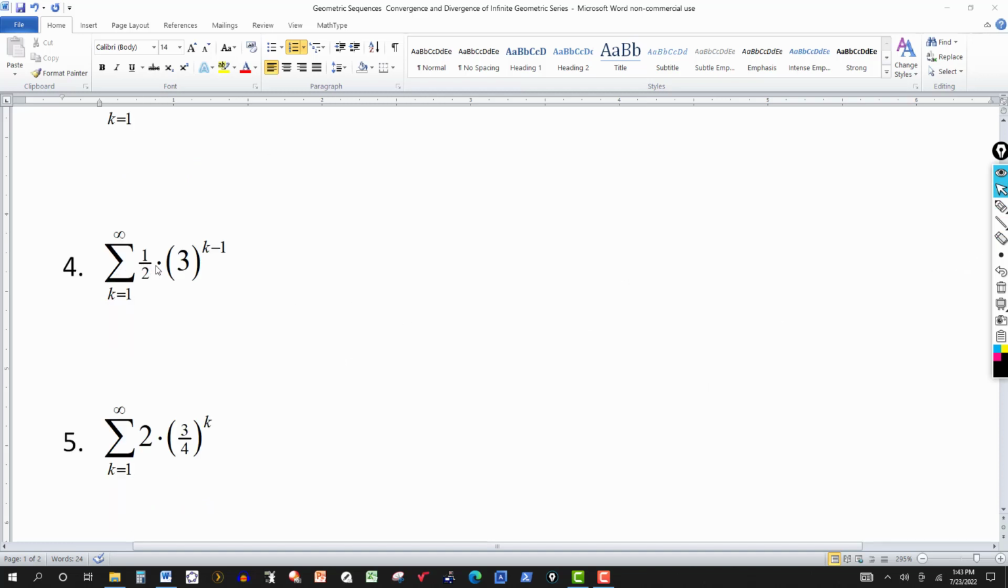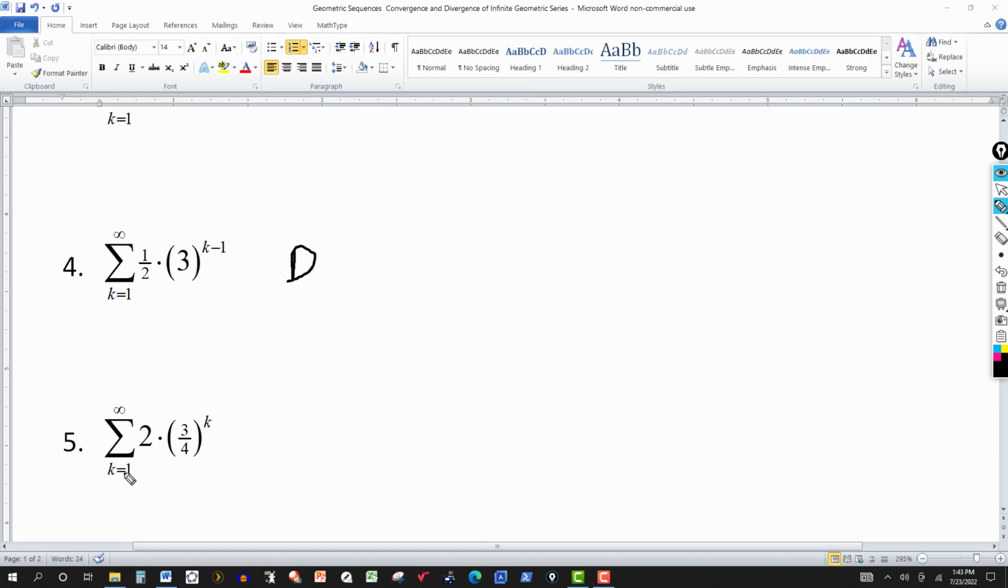Now for the next one, notice, if I put a 1, k equal 1 to infinity, if I put a 1 there, that'll give me 3 to the 0, I get 1/2. So we know that 1/2 is the first term. But then we put in 2, and we get 3, so it's multiplying by 3. Every time we put a value, all it's doing is multiplying the previous term by 3. 3 is not between -1 and 1, so this one diverges. Okay, let's look at the next one.